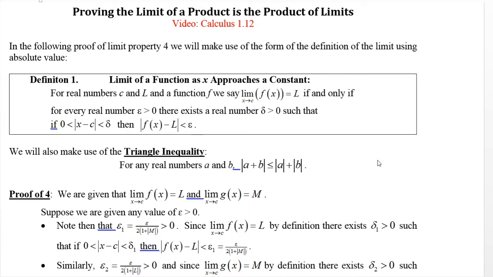This is Jack Jackson again, and in this video we're going to continue to prove some of the properties that we have of limits, these laws of limits. In this particular one we're going to start with trying to prove limit property 4.